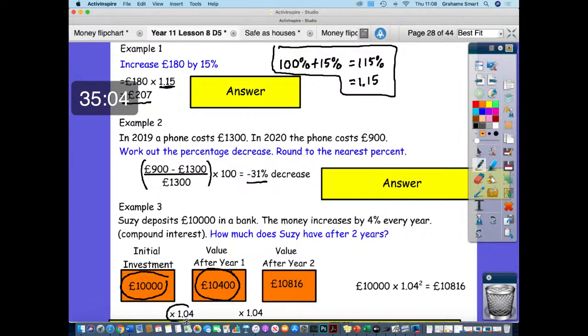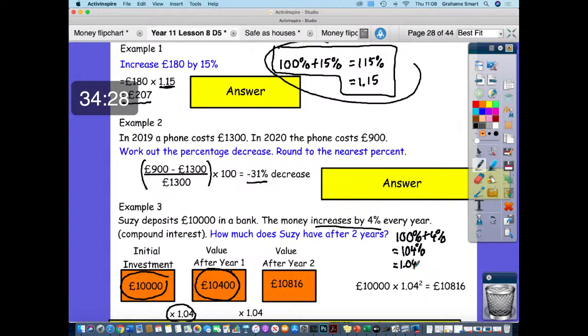This 1.04 came from doing exactly the same thing as I did up here at the beginning. I thought about the original, which was 100%. I added on 4%, because we know it's an increase by 4%. It tells us in the question. That gave me 104%. And then I converted that percentage into a decimal, which was 1.04. And that's where that 1.04 has come from. Again, it hasn't just come from nowhere. We've worked it out. There's a reason why that's there.